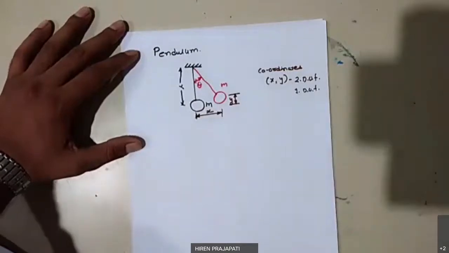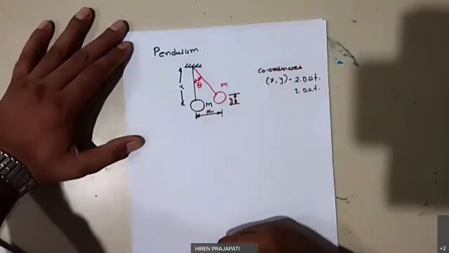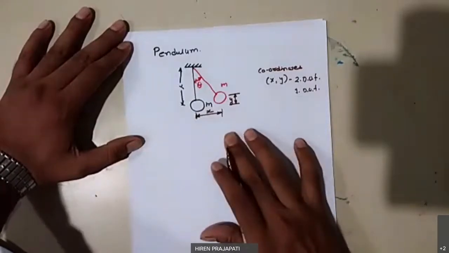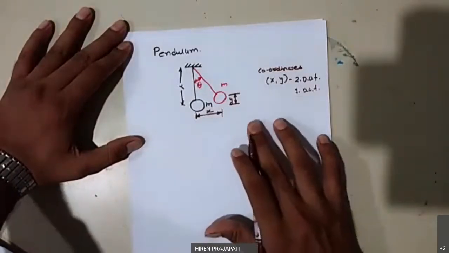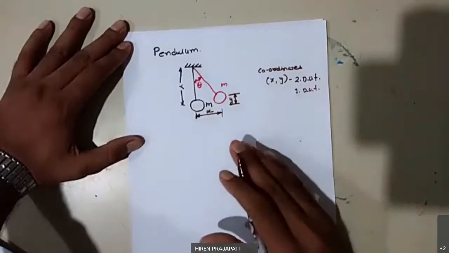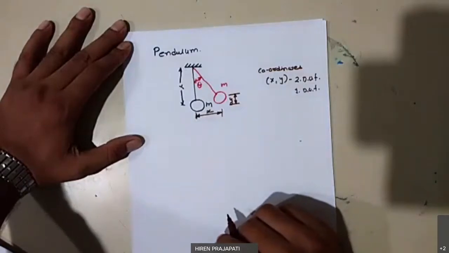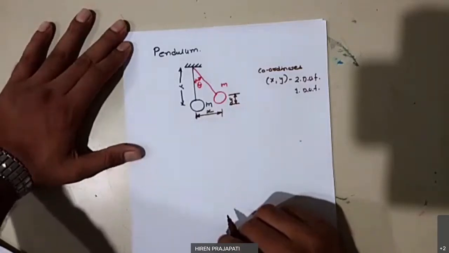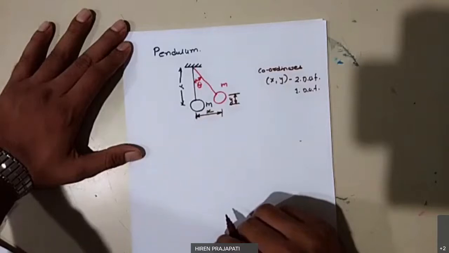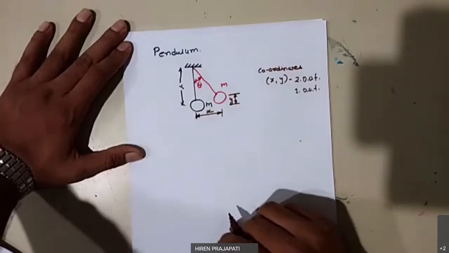May I ask why? Can you give response, Divyam or Karthik? Why is this pendulum considered as single degree of freedom system while we require x and y coordinates? My question is clear? No, sir. Can you repeat the question?